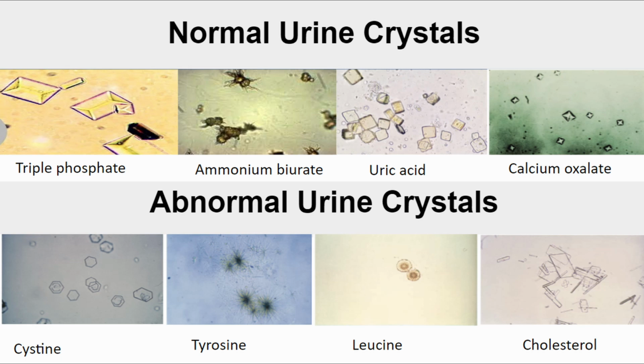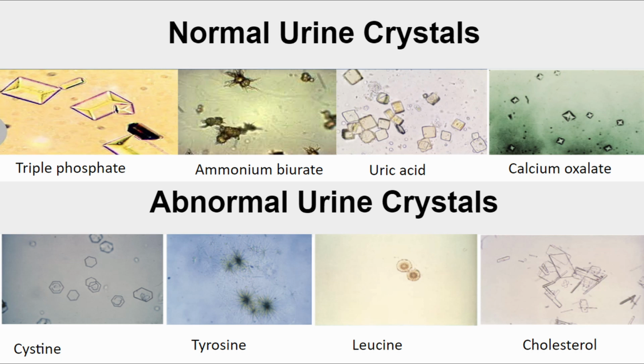Cystine crystals are colorless hexagonal plates seen in cystinuria, which is an inherited metabolic disorder that prevents reabsorption of cystine by renal tubules. Tyrosine is seen as fine colorless to yellow needle-shaped clumps or rosettes. It is encountered in inherited disorders of amino acid metabolism.